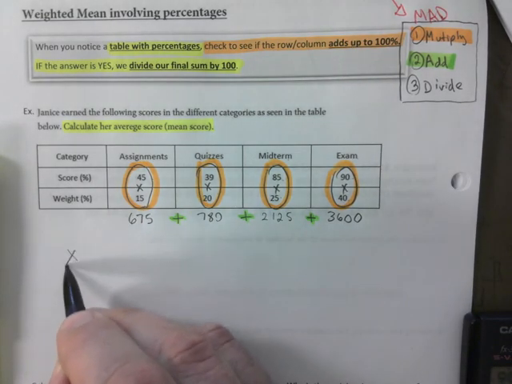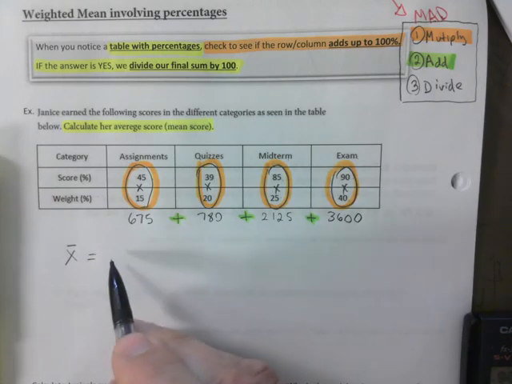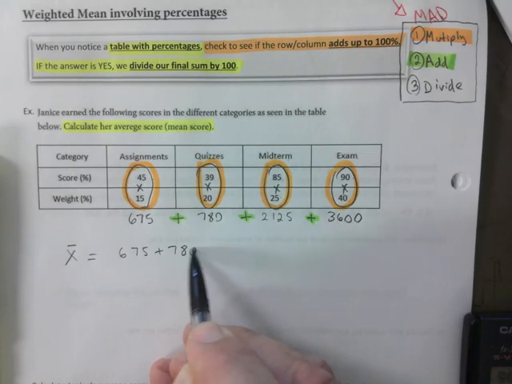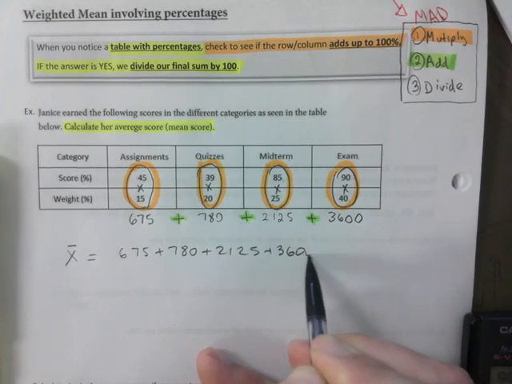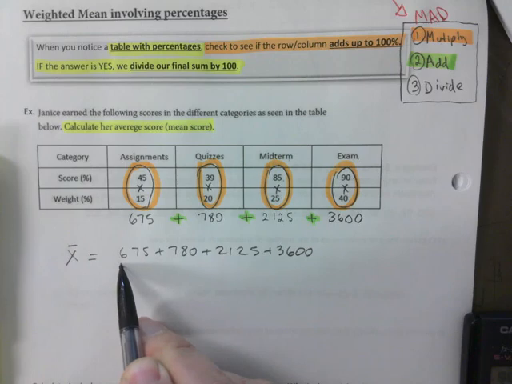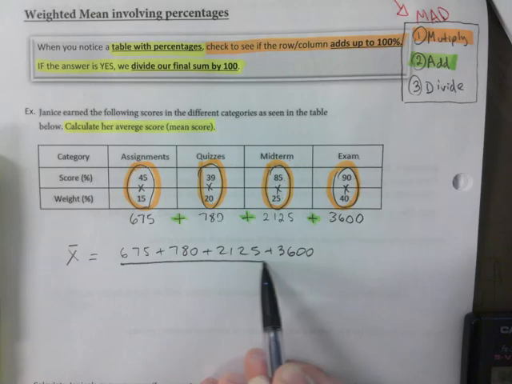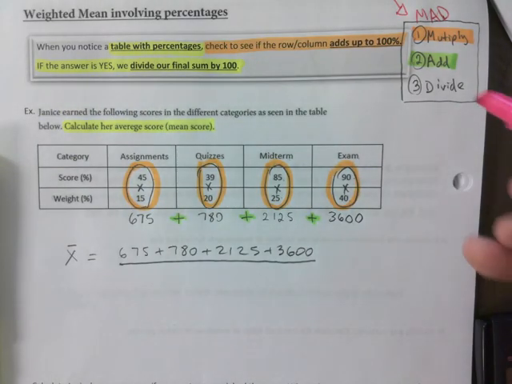So your mean, your average score, I will show this step here one more time. You'll be fine if you don't do this. And here's the last step, divide. So whatever you add, you get a number, and the last step is divide.